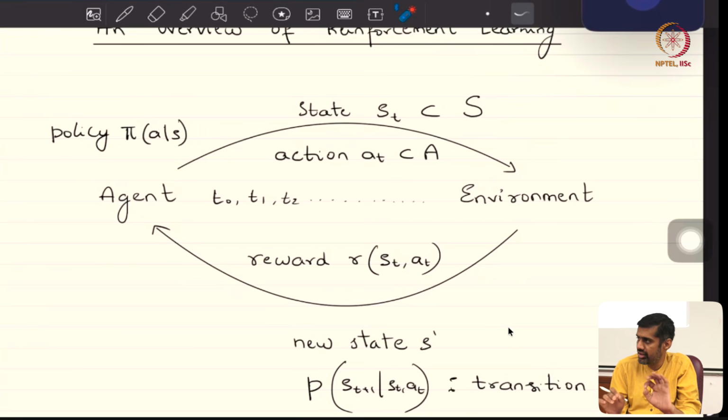Policy is the distribution on the set of actions conditioned on states. That will tell you, given that the agent is in a particular state, what are the set of actions that it should perform, and what distribution governs that particular action.